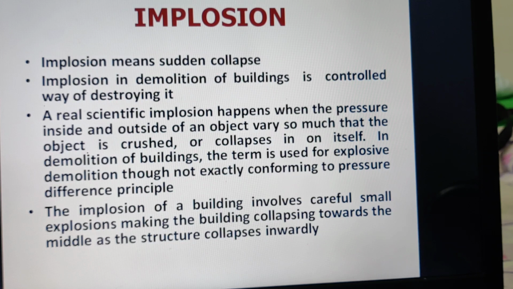Let us talk about implosion first. Implosion means sudden collapse. So implosion in demolition of a building is actually a controlled way of destroying it. A real scientific implosion happens when the pressure inside and outside of an object vary so much that the object is crushed or collapses in on itself. In demolition of buildings, the term is used for explosive demolition, though not exactly conforming to the pressure difference principle.